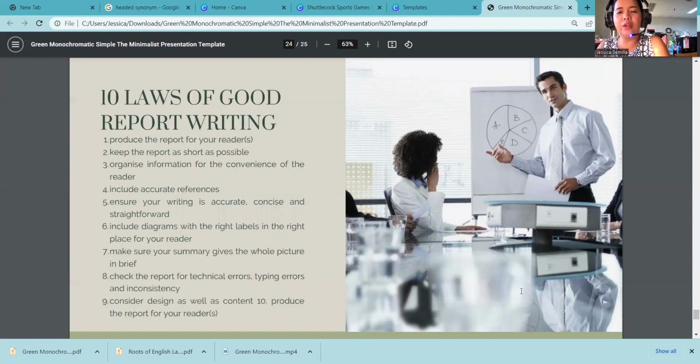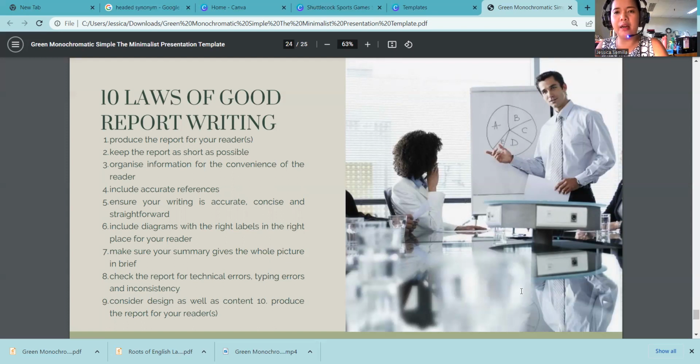So these are the 10 laws of good report writing. The first one is you need to produce a report for your readers, not for yourself. So again, what do you mean by that? You need to produce a report for your readers that can be easily understood, and not just for your own consumption, but for their consumption. So the characteristic is it should be easily understood.